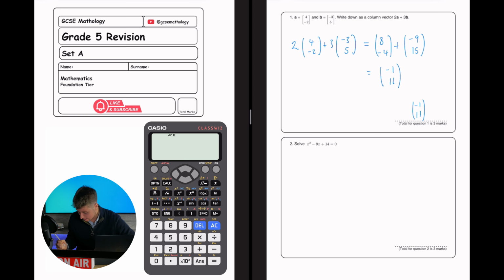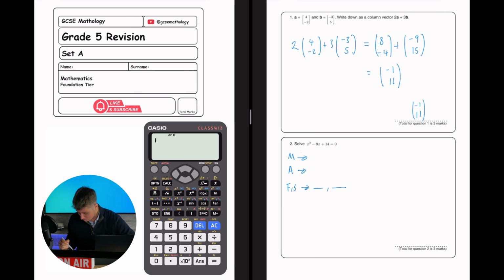Question 2 says solve this quadratic. So we've got x squared minus 9x plus 14. To solve a quadratic, we first need to factorize it. So we're going to use the MAFS method to do this, where M stands for multiplication, A stands for addition, and then FS stands for first and second number.